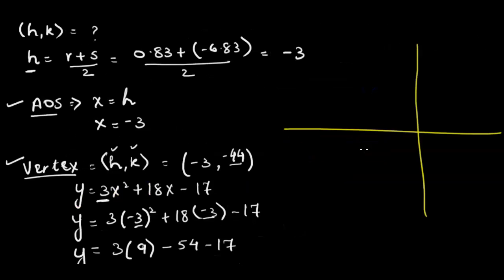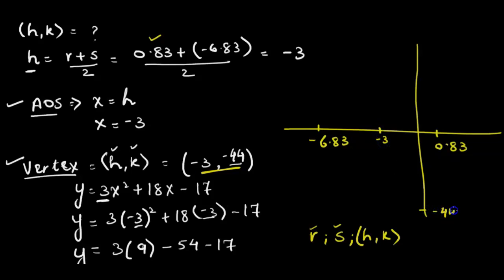As we know, graphing is possible with 3 points, and the 3 points that we need for graphing are R, S, these are the two x-intercepts, and the vertex, that is (h, k). So we know R is 0.83. Let's say that's here, and S is -6.83, and the vertex that we have is (-3, -44). So let's say -3 is somewhat here, and -44 is here. So this is our one point, that is the vertex point. These two are our x-intercepts. All we have to do is just connect these points and we would get the graph of the parabola.